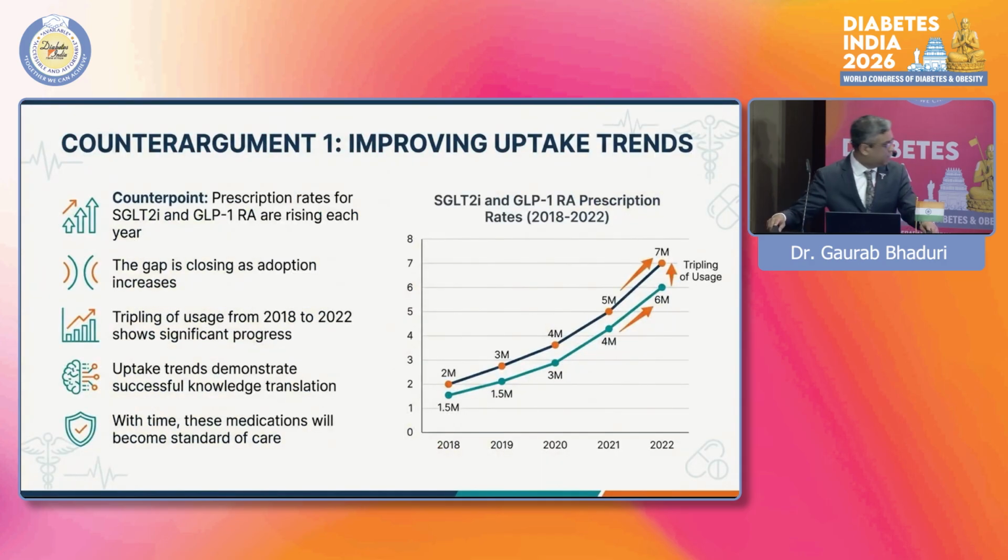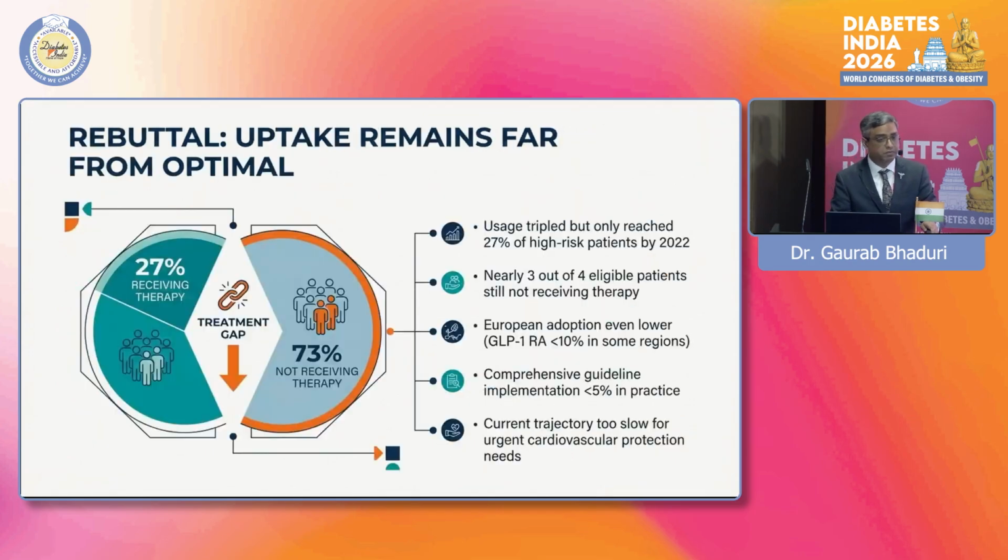So I have listed some of the counter arguments that usually come up when we discuss the challenges. See, the trends have been improving, so there has been a tripling from the lower base. But if the base is already very low, even if you triple, you won't be able to achieve much. So you see 27% receiving, as I told you, in established type 2 diabetes and established CVD patients. So nearly 3 out of 4 eligible patients are still not receiving the therapy, and the comprehensive guideline practice is below 5%.